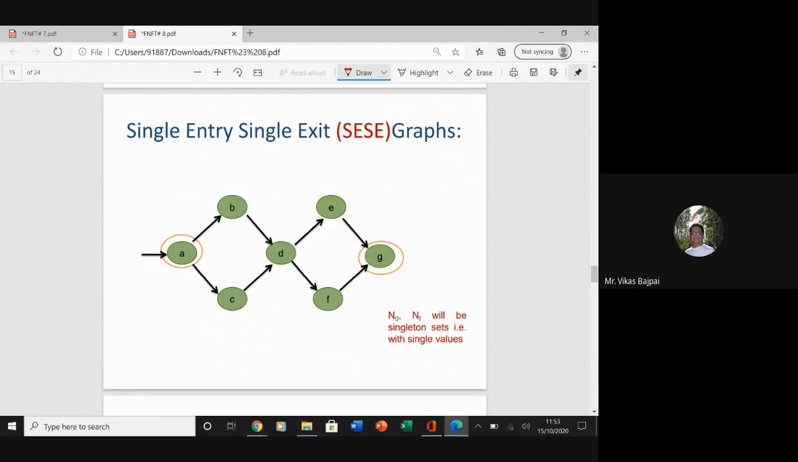In the initial discussion I introduced this particular term SESE. SESE stands for single entry and single exit graph. In this, your N naught and NF will be singleton sets, that means sets having single values. So all the test paths start at the single node and end at another node.